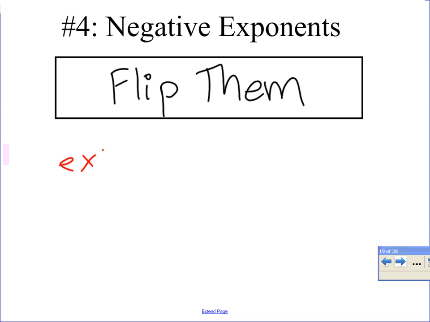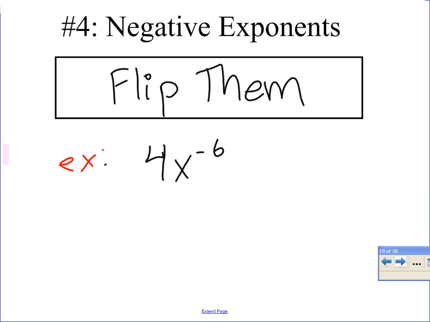So if they're on the bottom, move them to the top. If they're on the top, move them to the bottom. Do not leave your answer with negative exponents. You need to flip them. So move them to either the top or the bottom. That's up to you, depending on what the problem is. Okay, let's say we have 4x to the negative 6th power. So here's your example. 4x to the negative 6th power.